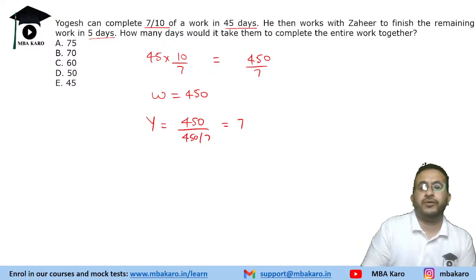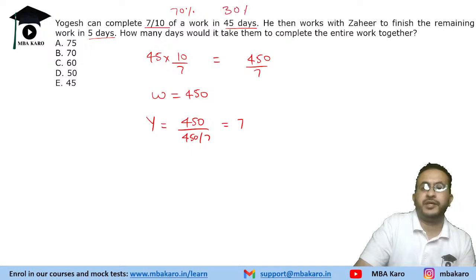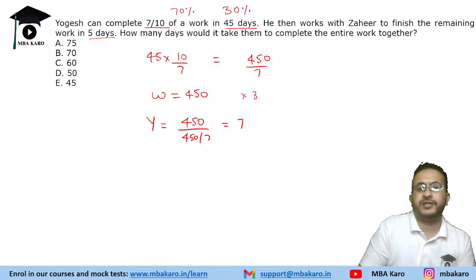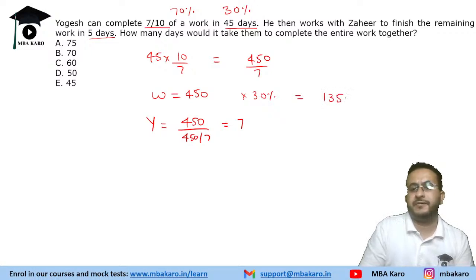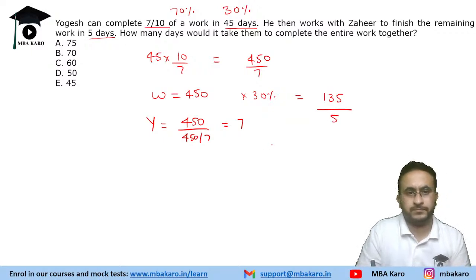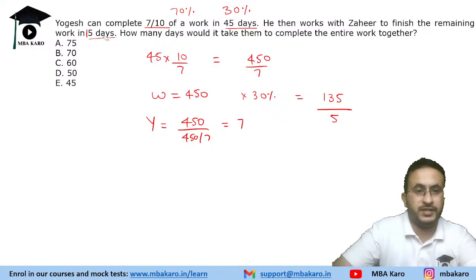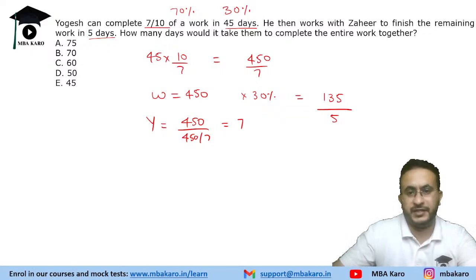Okay. Now they have done 7 by 10 of the work, right? 7 by 10 is 70% of the work done. 30% is remaining. How much is 30% of this? 135. 135 is remaining. And they are doing this in 5 days. Okay, it won't be 5 days. Actually, it will be 15. So there is some mistake. Just correct it to 15 days, right?